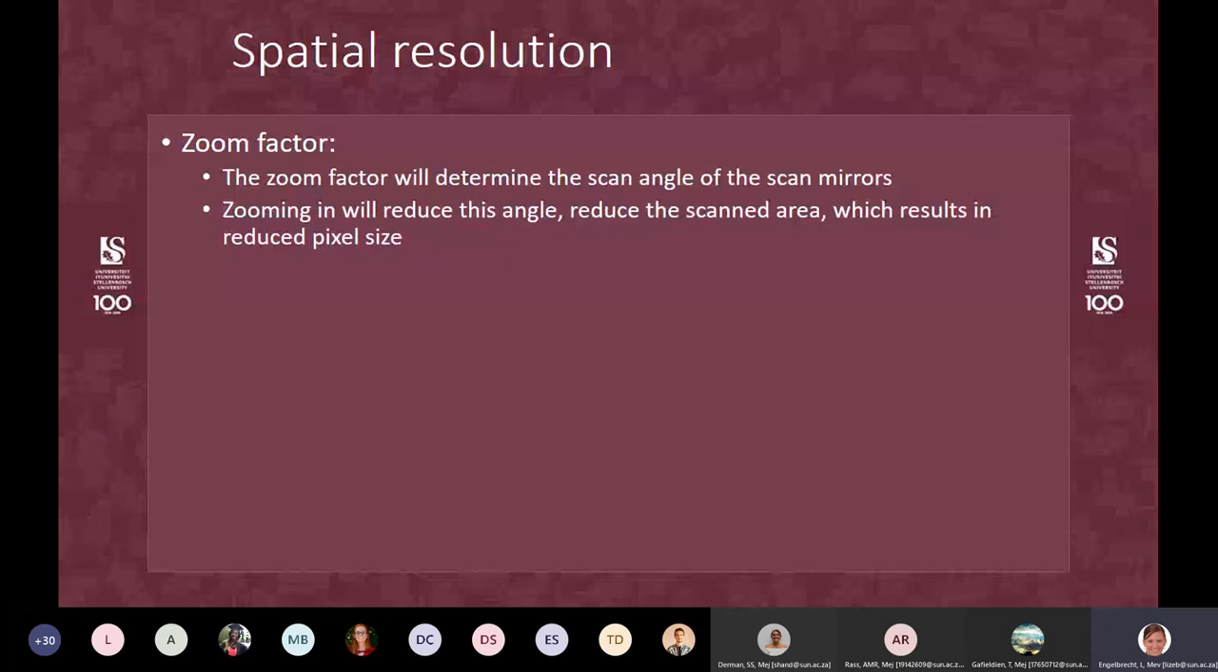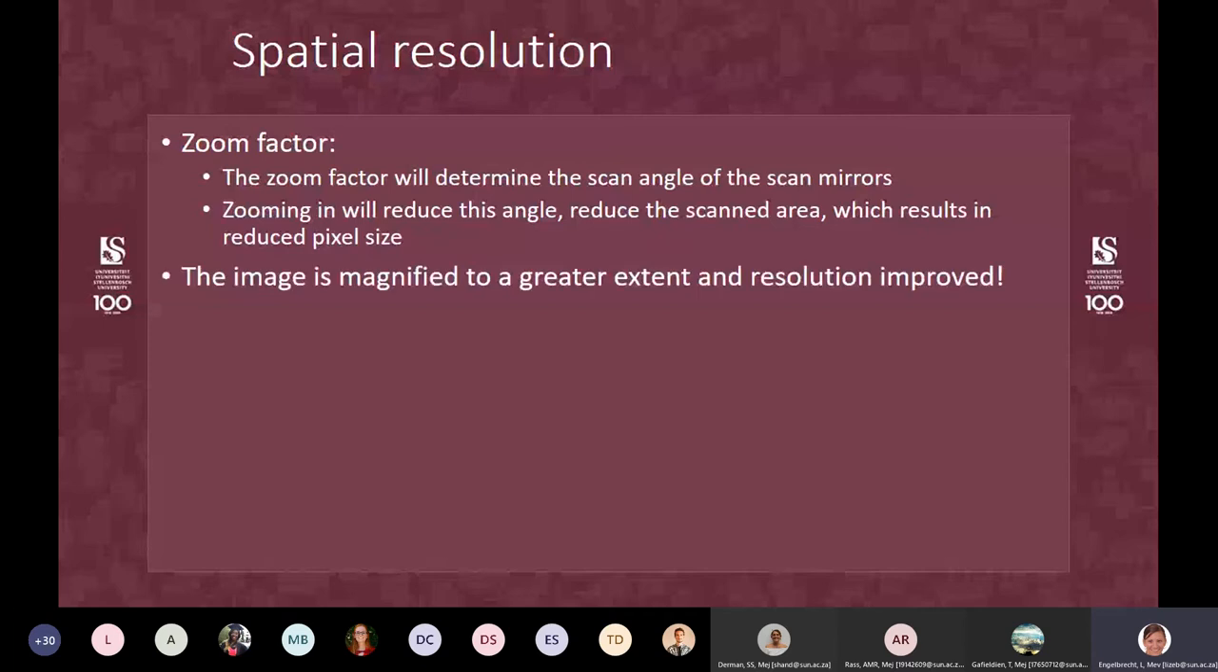With a confocal, you have another advantage. Because you're working with lasers and not a camera with a certain field of view, you can set the angle of the laser to scan either a very small area of your sample or a very wide angle. So the zoom factor will determine the scan angle of the mirrors. The mirrors direct the laser from left to right in a scanning confocal microscope. Zooming will reduce this angle, which reduces the scanned area and results in a reduced pixel size. So I will show you that in some examples as well.